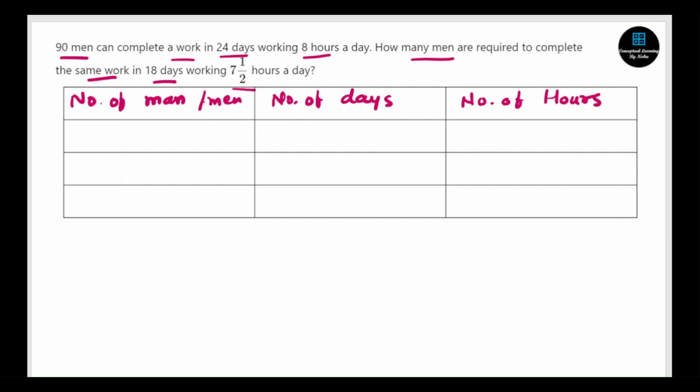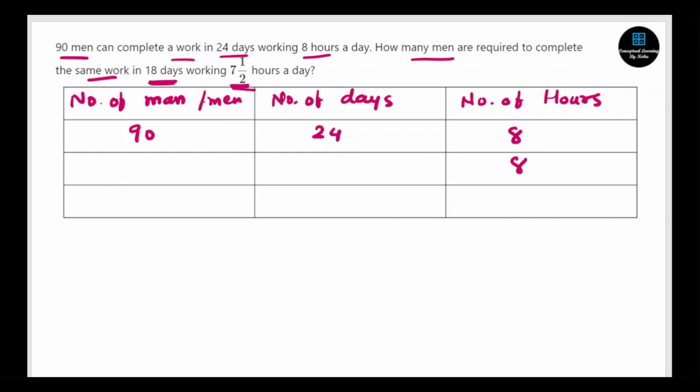So these are three quantities for the same work given. First of all, 90 men, 24 days and 8 hours. Now we have to find for 18 days and 7.5 hours. And the number of men, I am talking about the same hour. I am just keeping the number of hours as it is. I am not changing this as of now. So I am keeping this 8.